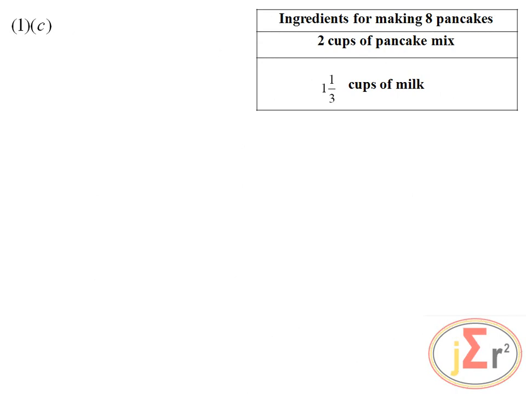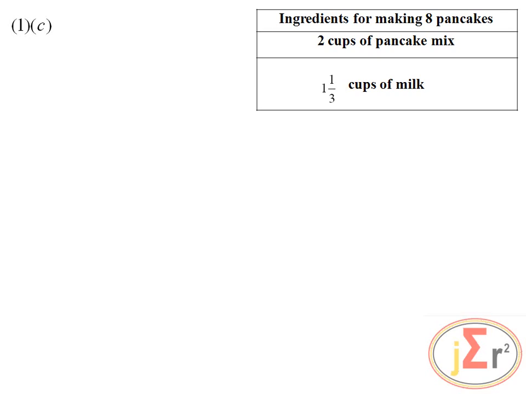Here we have the ingredients for making 8 pancakes. In order to make 8 pancakes, we have 2 cups of pancake mix. We have 1 1/3 cups of milk. So 2 cups of pancake mix and 1 1/3 cups of milk. That will make 8 pancakes.